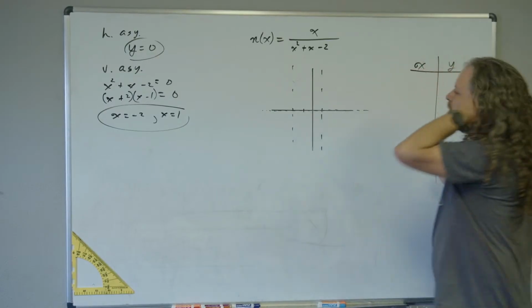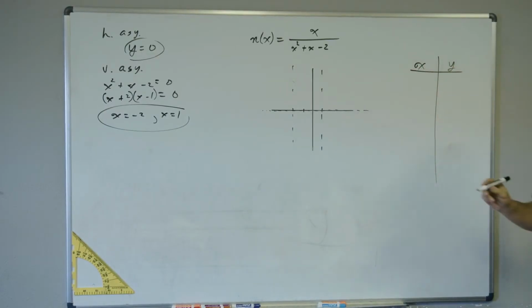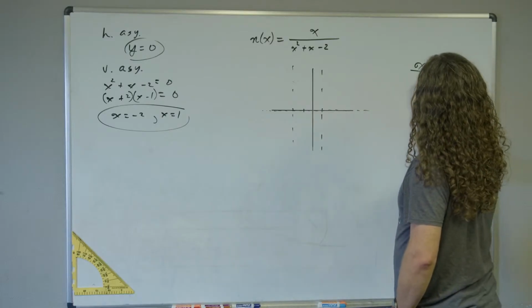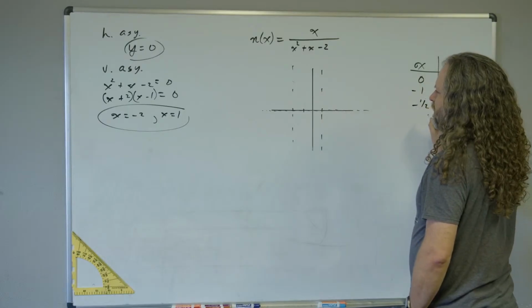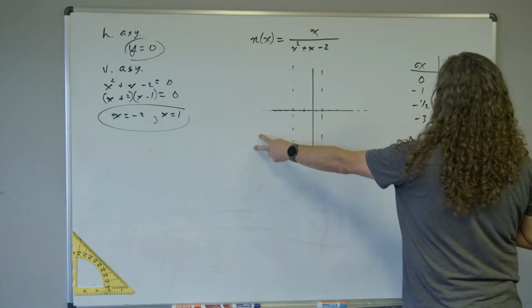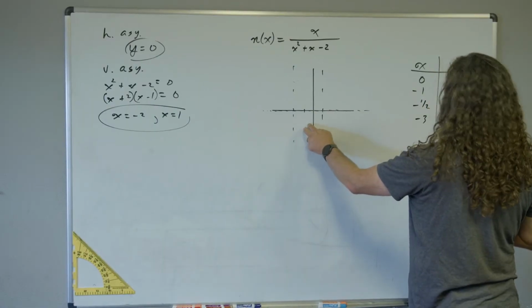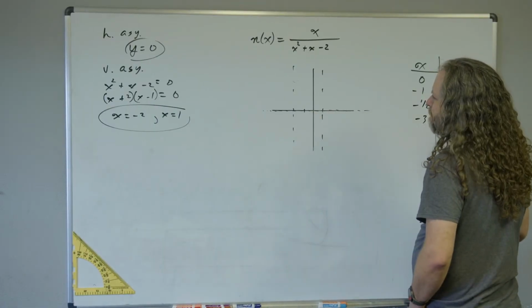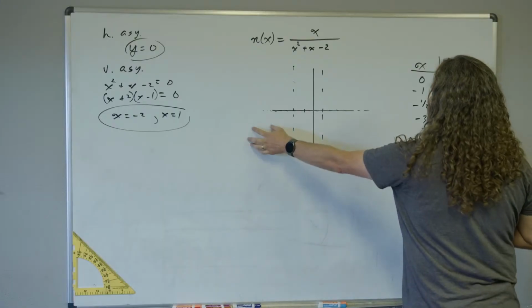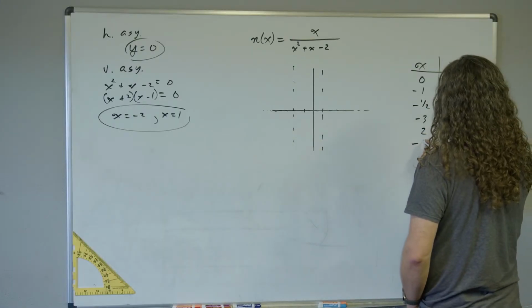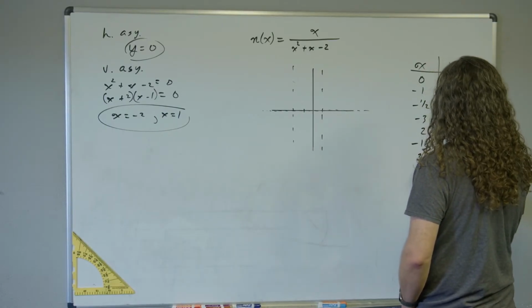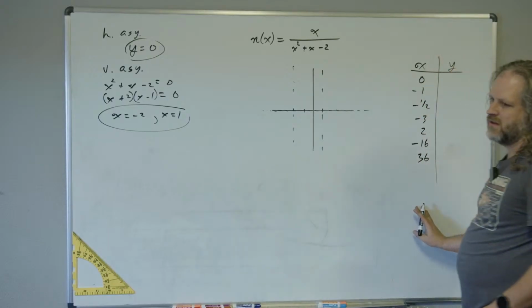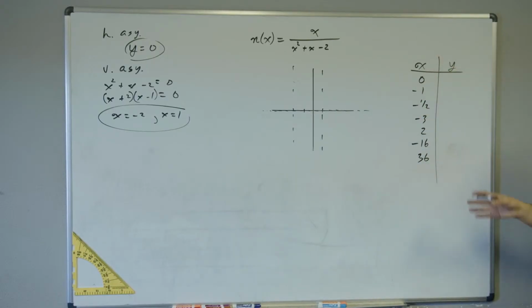0, -1, -1/2, -3. So we've got one over here. We've got one in here. We've got one a little bit in here. 2 would be great. We probably need another one over here, right? -16. Let's do 36. And then shove it in the calculator, look at the table and find these things. Ready to go. Yay, finally.